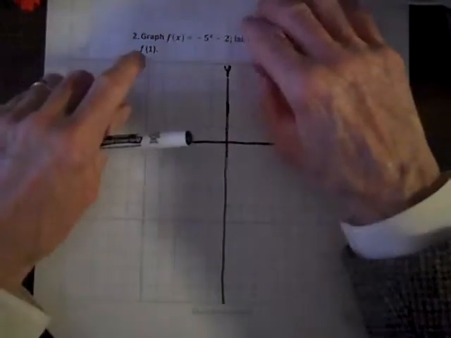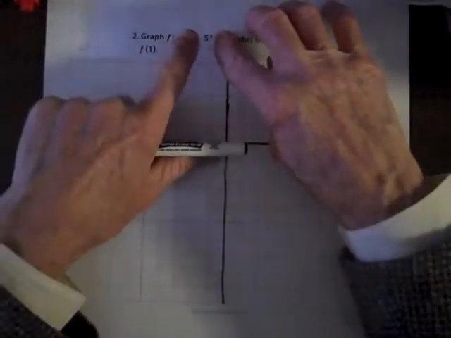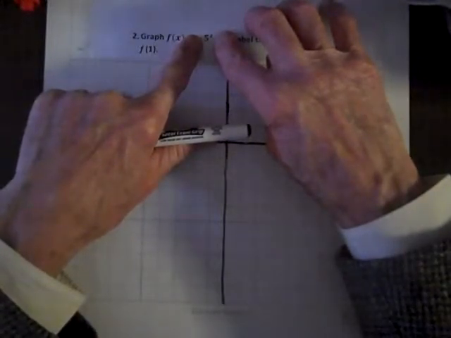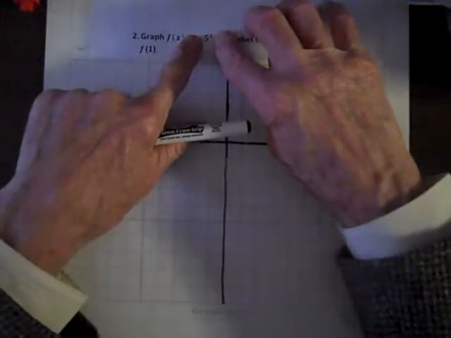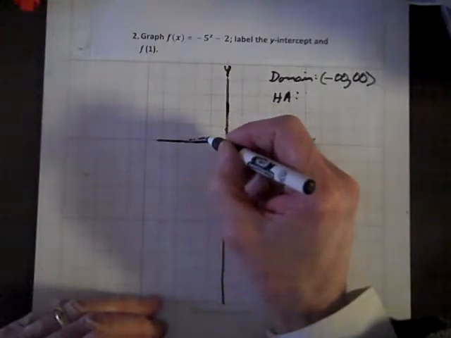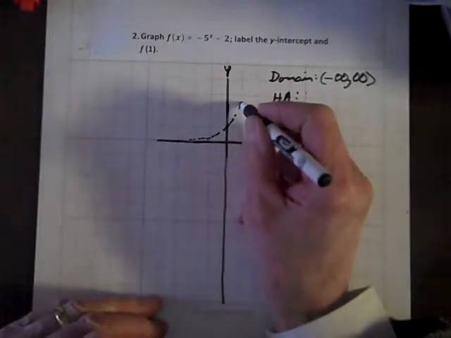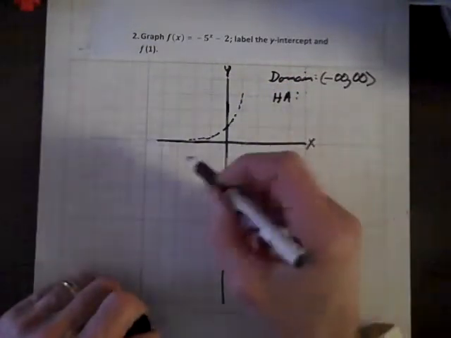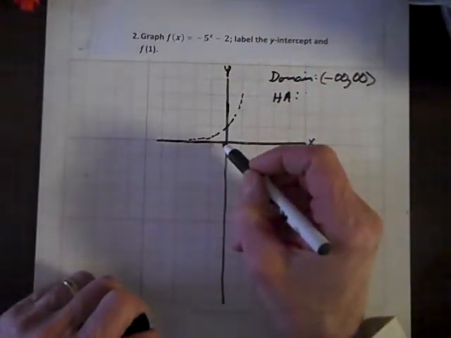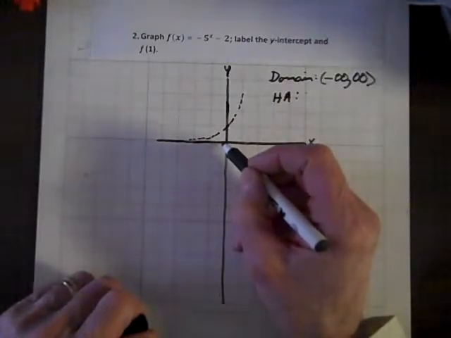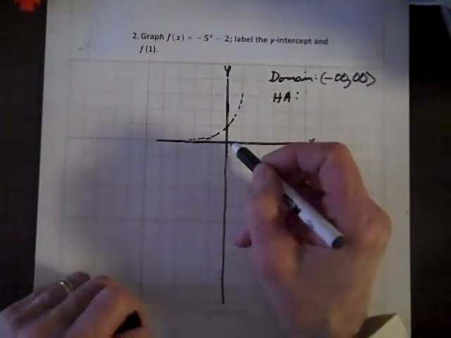Now, what if this negative 2 wasn't here, or this negative symbol? If we just had y equals 5 to the x to graph, here's what it would look like. It goes very steep. Okay. Now, what's the horizontal asymptote for this? It is y equals 0, or the x-axis.